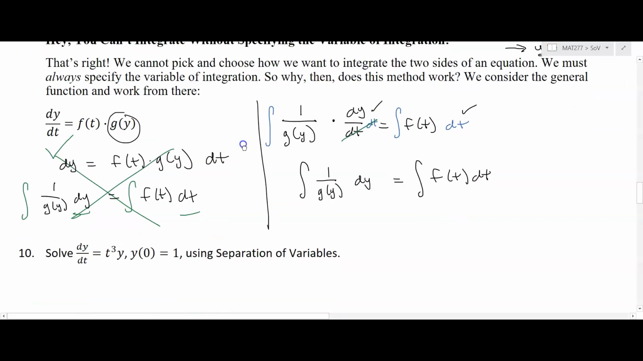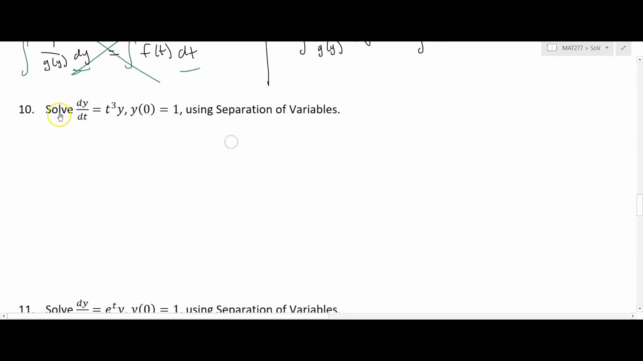All right, let's get a couple more examples here. Solve dy dt equals t cubed times y with an initial condition of y of 0 equals 1 using separation of variables. So the first thing we want to do is just write it into the factored form. I already see that this is a product of t cubed and y. And what I want to do is divide that function of y over. So 1 over y times dy dt equals t cubed.